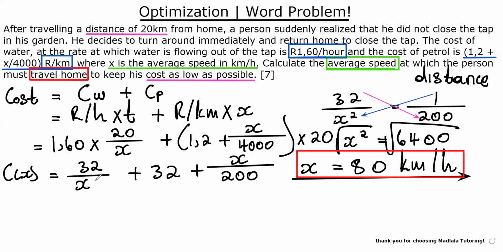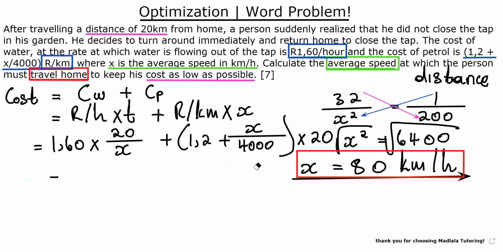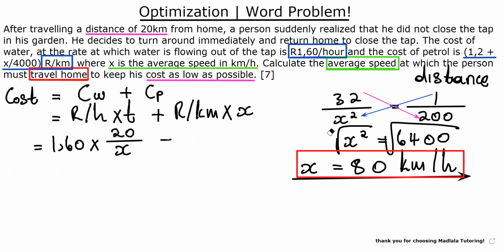So what is the domain of this function? Well, here you can see that any value of x that is greater than 0 will make sure that the function is defined. And in fact, it's the truth because the speed has to be greater than 0. How can you return home with a speed of 0? So that's the domain of the function. So now it's time to convince them that indeed we are at the absolute minimum. So how do we do that? Well, it's easy.